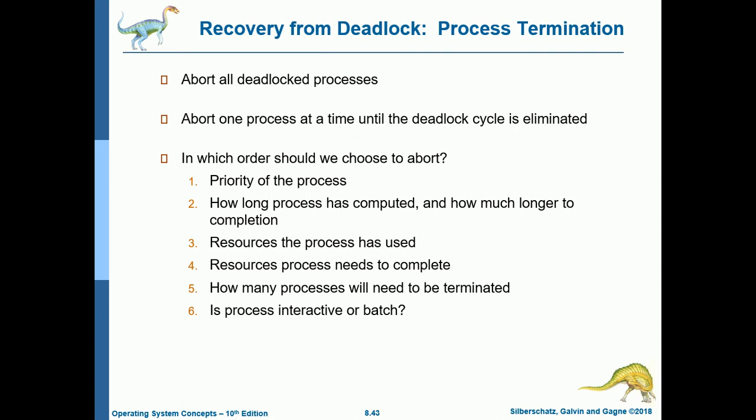So, what are the ways to recover from deadlock? First is process termination. How is it implemented in the computer system? Abort all deadlocked processes, or abort one process at a time until the deadlock cycle is eliminated. In which order should we choose to abort? First is the priority of the process, how long the process has computed and how much longer to completion, the resources the process has used, the resources that the process needs to complete, how many processes will need to be terminated, and whether the process is interactive or batch.